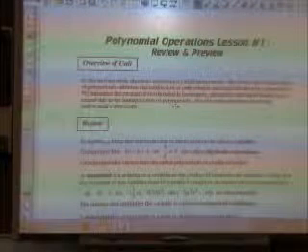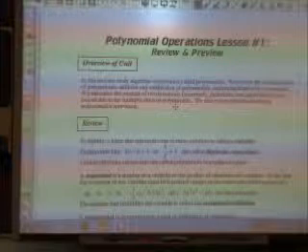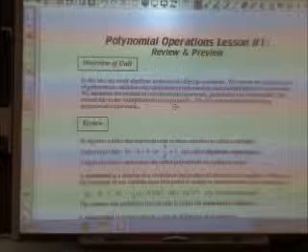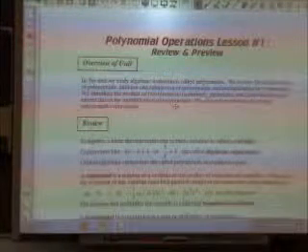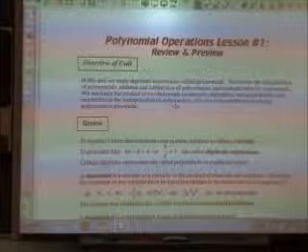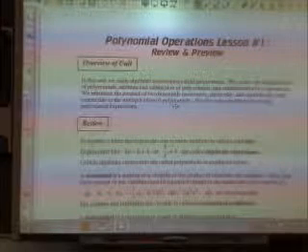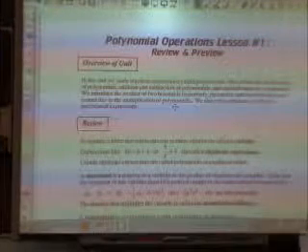So Chapter 5 looks at polynomial operations and gets us ready to do factoring in Chapter 6, which has a lot of connection to Math 20-1, 20-2, and 30-1, and some into 30-2 as well. So it's a pretty pivotal chapter, these two.